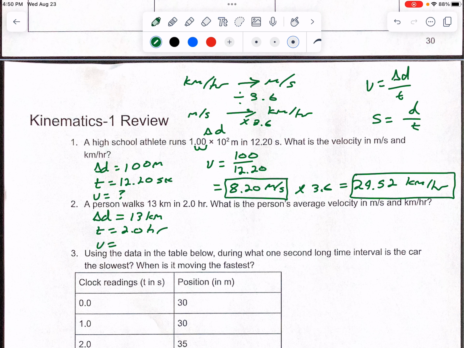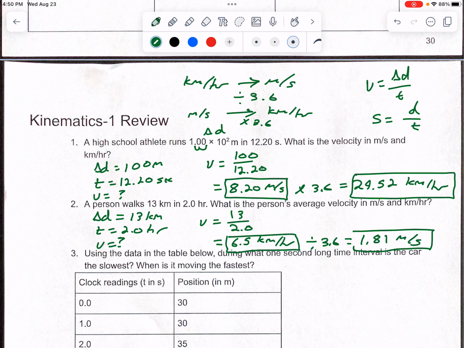So that means I'm looking for my velocity. Velocity is going to be displacement over time, so 13 over 2.0. And that's going to give me 6.5 kilometers per hour. So there's one answer right there. Now, if I want that in meters per second, I'm going to divide by 3.6, and that's going to give me 1.81 meters per second. So again, if you're ever unsure and you start to panic, just start labeling what you have and then see what you can plug in.